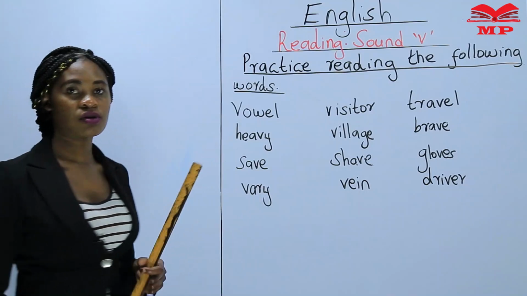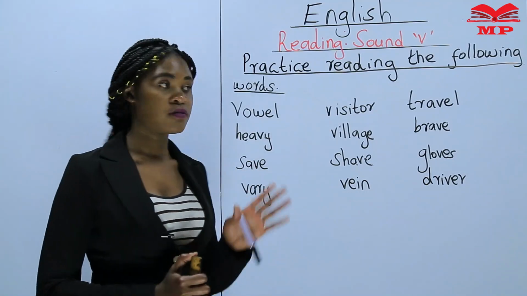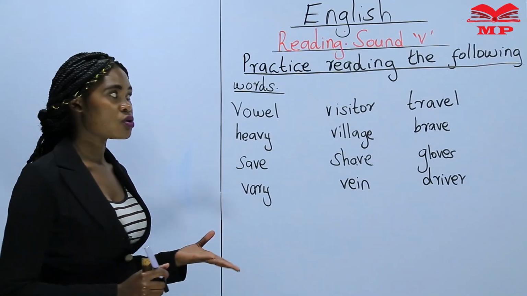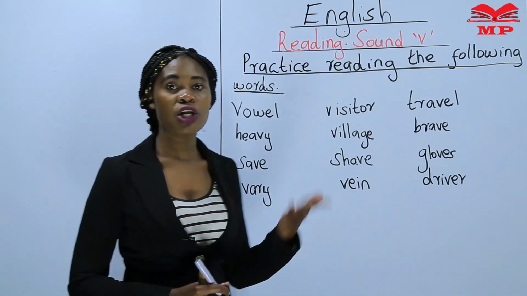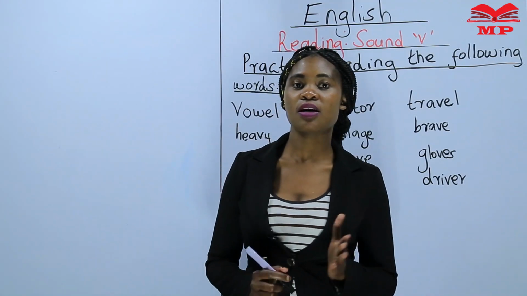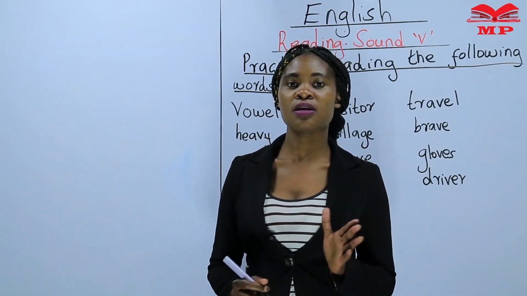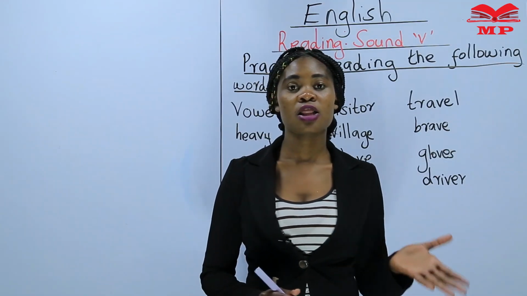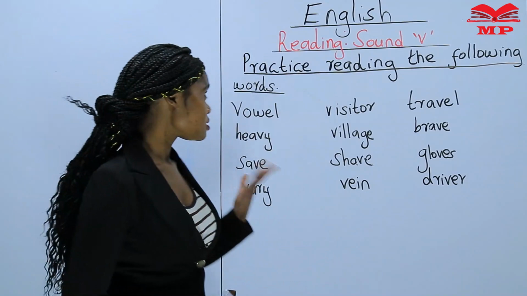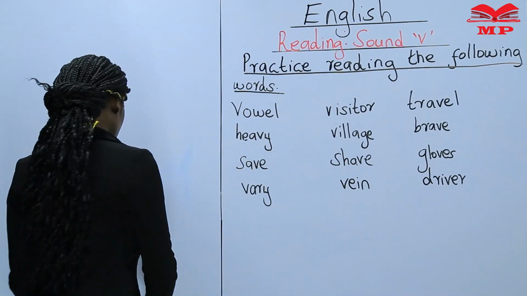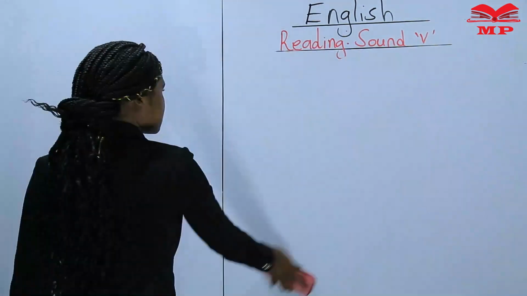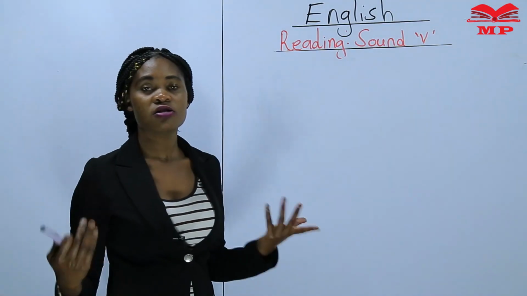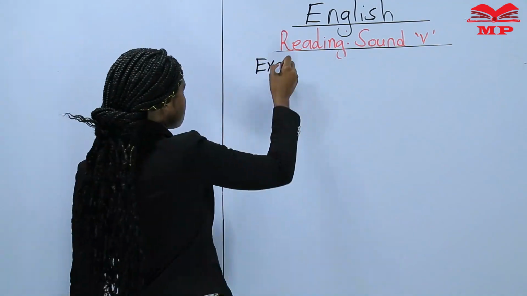So that's how you are supposed to read the words. Hope that if there is any word you aren't able to read, you've now known how you are supposed to go about it. So I'm going to give you more examples on words that have sound V. And remember, words that have sound V, it can either be at the beginning of the word or in the middle of the word. So more examples of words that have sound V, and we shall also talk about sentences.